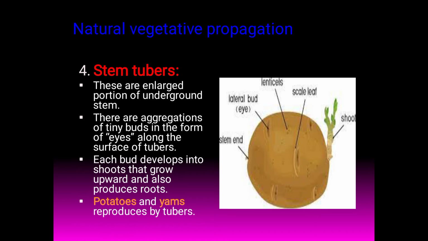Next method for the natural vegetative propagation is by stem tubers. Stem tubers are enlarged portions of underground stems, and there are aggregations of tiny buds in the form of eyes along the surface of tubers, as you can see in the given picture aside. Then each bud develops into a shoot that grows upward and also produces roots. The plants that grow by stem tubers are potatoes and yams.